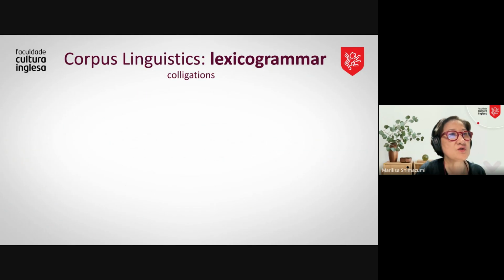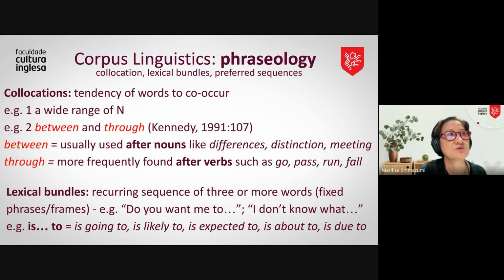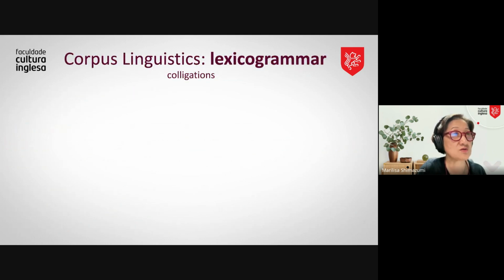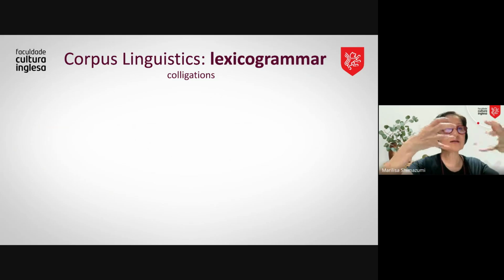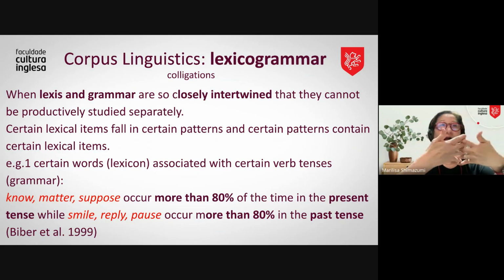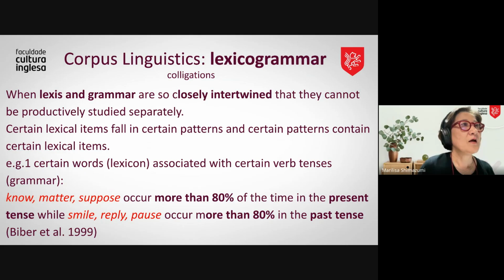Now, we have seen examples of collocations. Let's have a look at colligations. They are grammatically restricted groups of words. Colligations happen when lexis and grammar are so closely connected that they cannot be productively studied separately. It's when certain lexical items, certain words, fall in certain patterns, and certain patterns contain certain words.